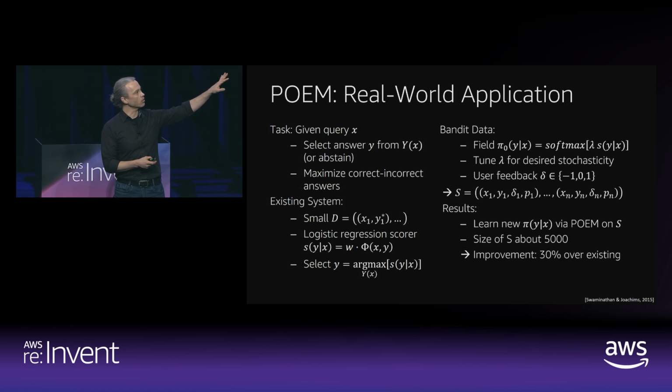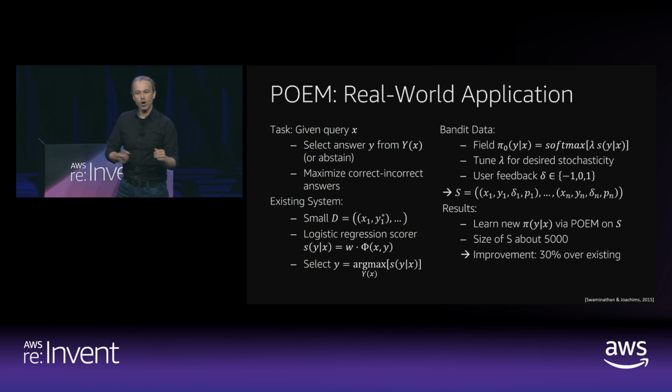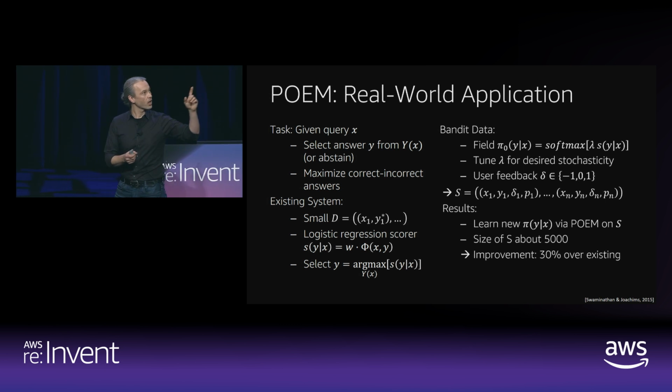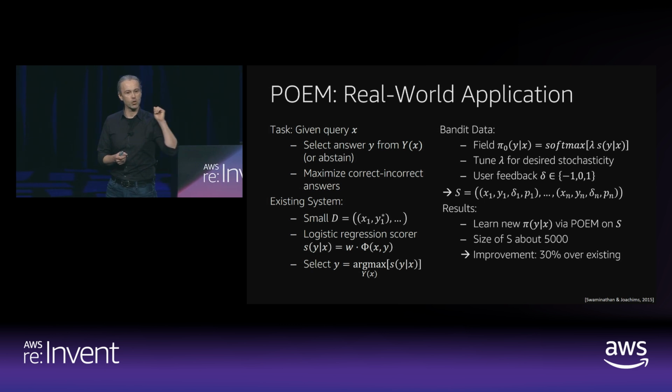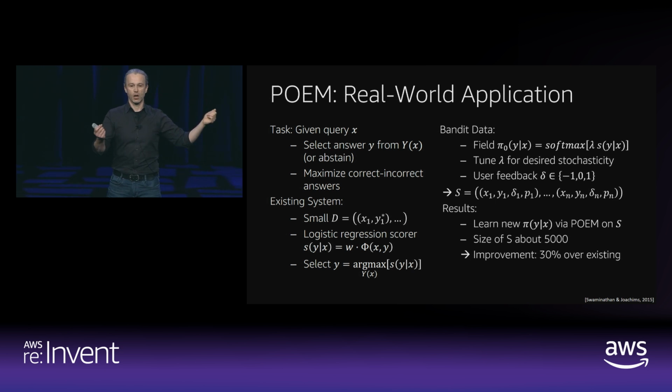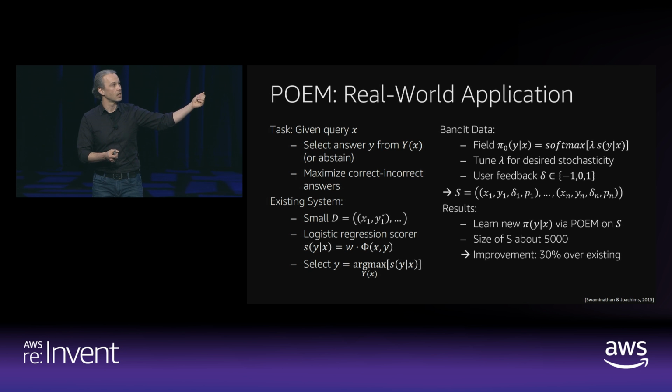We replace the argmax with a softmax. And so by putting this parameter lambda in there, we were able to control how stochastic our logging policy is. If you pick lambda to be very large, it's basically the argmax. If you pick lambda to be 0, it's the uniform distribution. And now you can tweak the lambda.